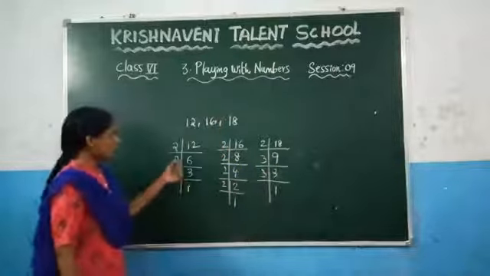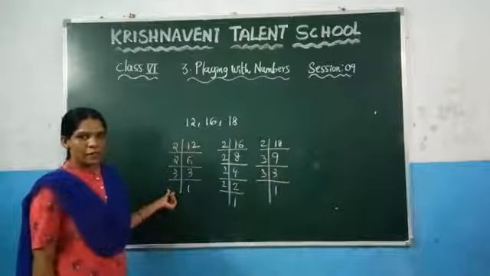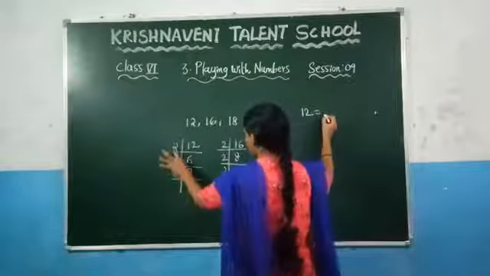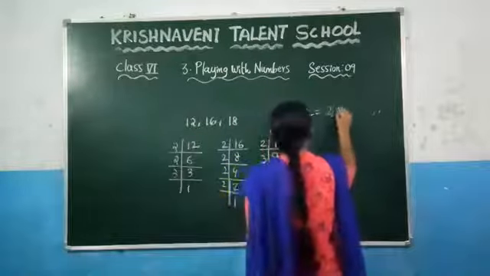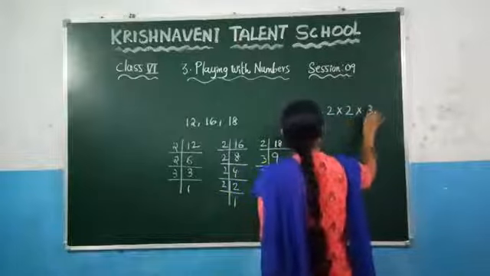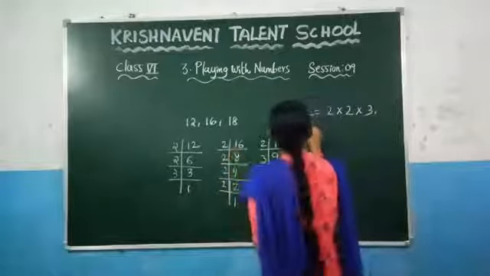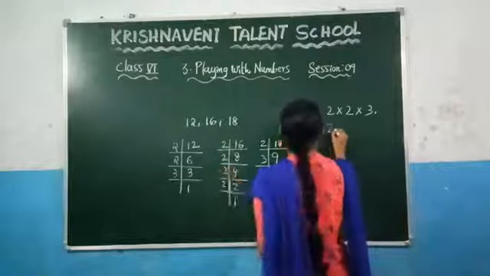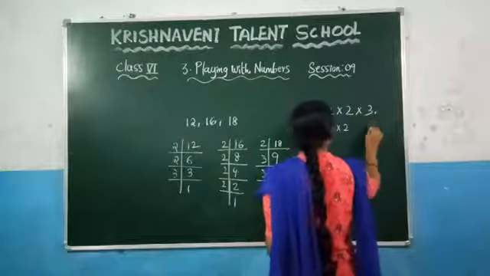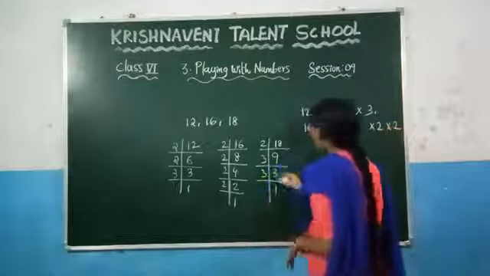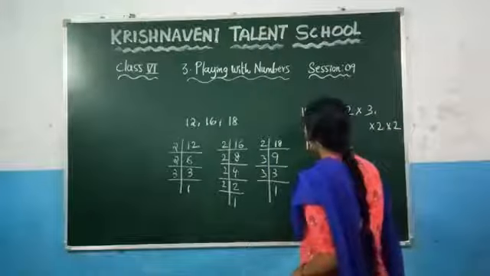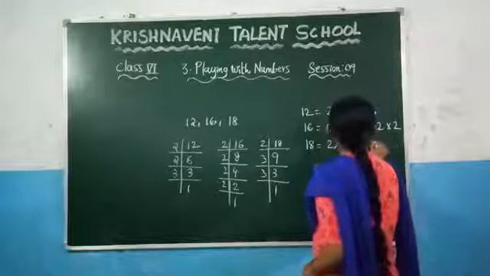Now, write this 12 as a product of these prime factors. Similarly, for the remaining numbers, how can you write this one? Well, you can write it as 2 into 2 into 3. Now, write for 16. What is that? 2 into 2 into 2 into 2, four times. Now, 18. What is 18 here? You can write this one as 2 into 3 into 3.